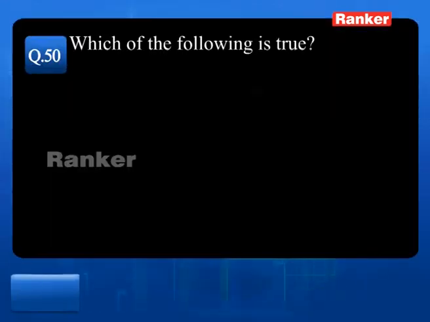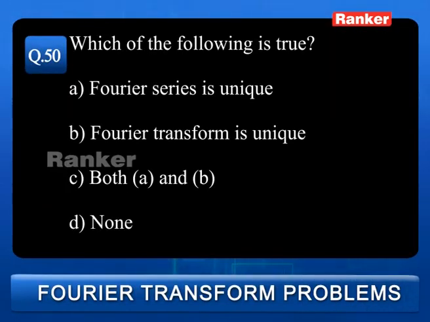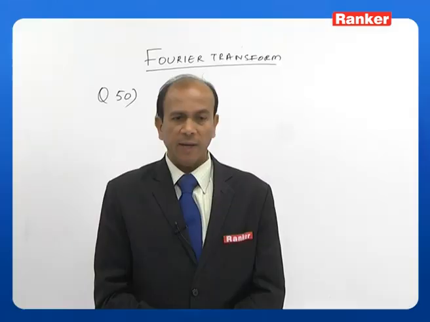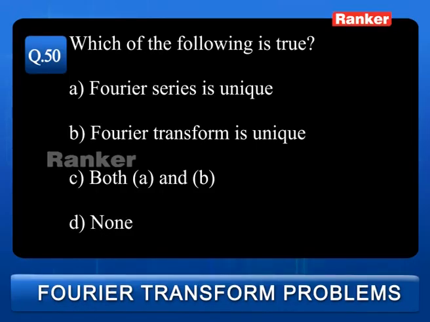50th question. Which of the following is true? A, Fourier series is unique. B, Fourier transform is unique. C, both Fourier series and Fourier transform are unique. D, none of the above. The answer is B, that is the Fourier transform is unique. So the answer is B.